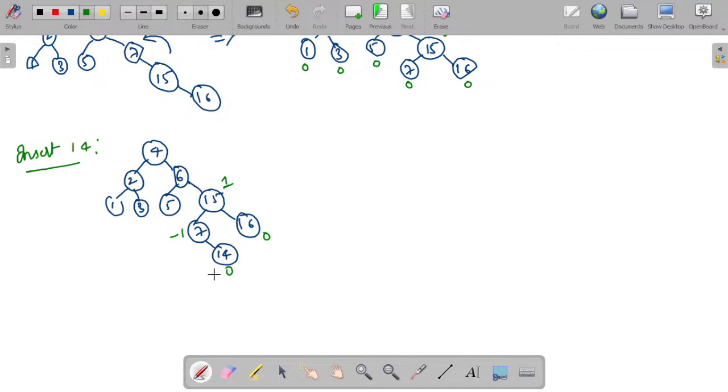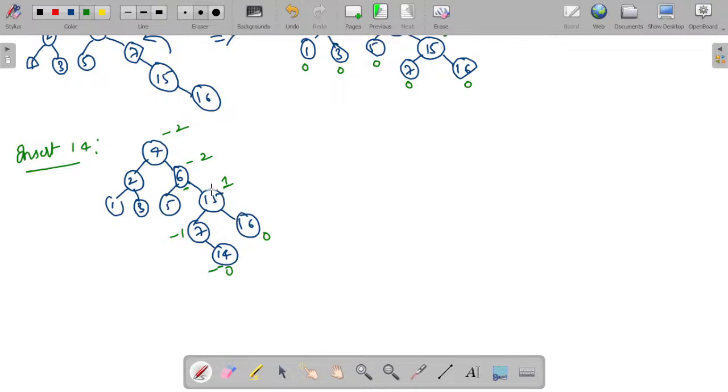The deepest leaf node is this node, so the number of edges is 1, 2, 3. So 1 minus 3 will be -2. And what about 4? So it is 2 minus the deepest leaf node, which is 1, 2, 3, 4. So 2 minus 4, which is going to be -2. So now, because we inserted 14 here, the balance factor is affected here. So now we should not perform rotation between 15, 7 and 14.